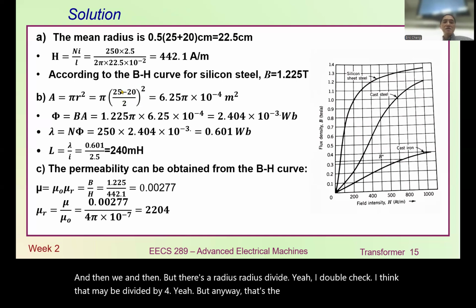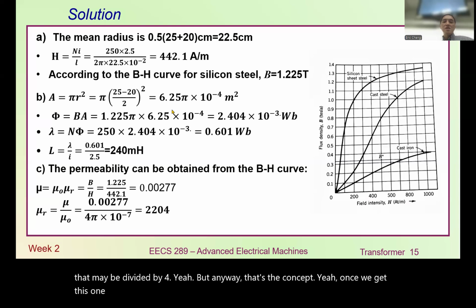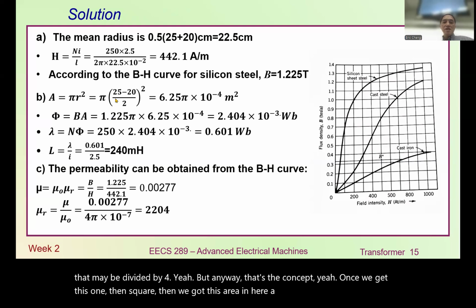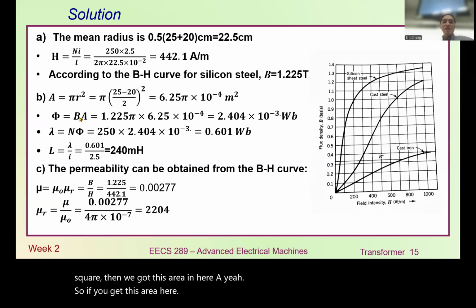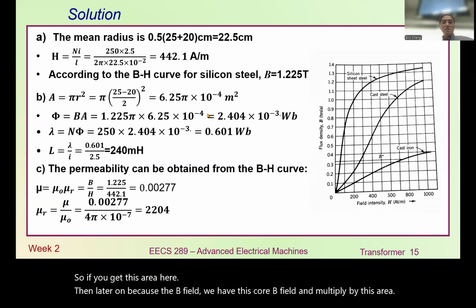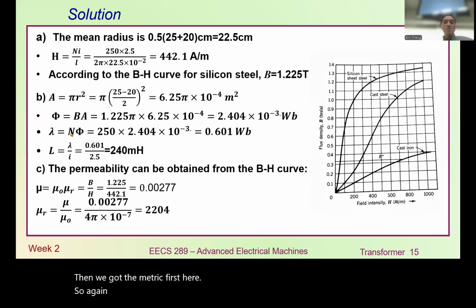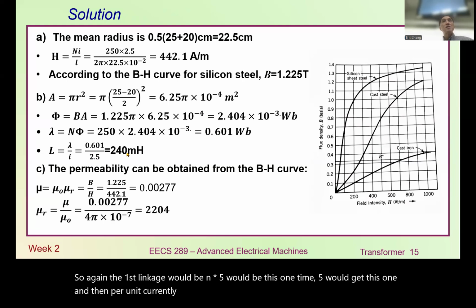Once we get this one, then square, we get this area in here, A. Once you get this area, later on we have the B field. We take this core B field and multiply by this area, then we get the magnetic flux. So again, the flux linkage will be N times phi, times 5 will get this one. And then per unit current, we get 240 mH. So that's the way we can calculate the inductance anyway.